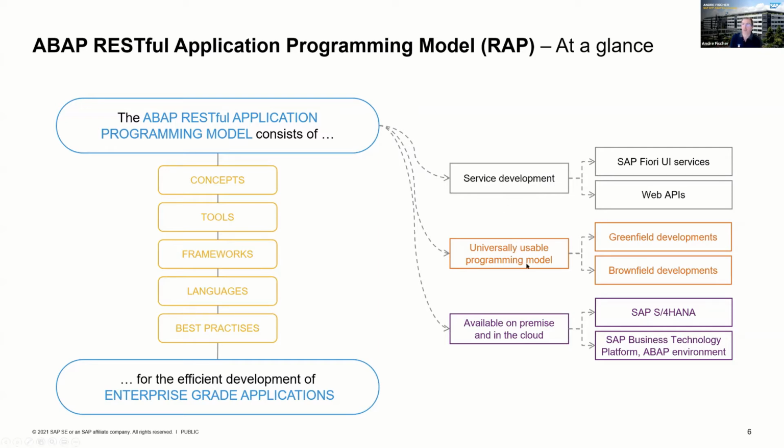The programming model that we are now offering is supporting both so-called greenfield development, so when you start from scratch, you create your own tables, but also so-called brownfield development. This is the use case where you are building applications on top of existing tables or APIs, which is on-premise the typical use case. And as I showed in the slide before, this programming model is available in the cloud and in on-premise, and that means for SAP S/4HANA and for the Business Technology Platform.